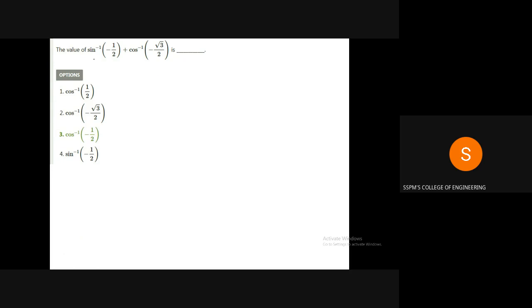Now we have to find the value of sine inverse of minus half plus cos inverse of minus root 3 by 2. We know that sine inverse of minus theta is equal to minus sine inverse of theta, and cos inverse of minus theta is pi minus cos inverse of theta. So we will use these two results to simplify this.